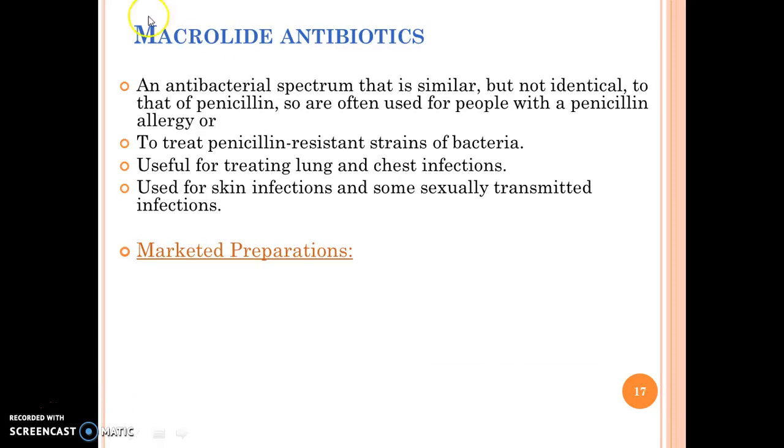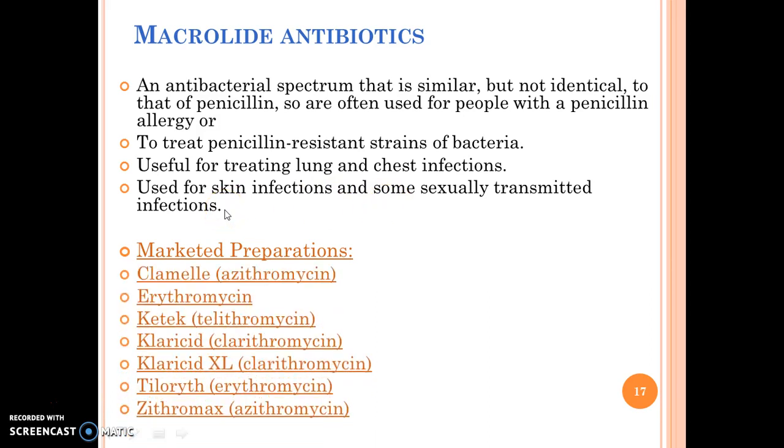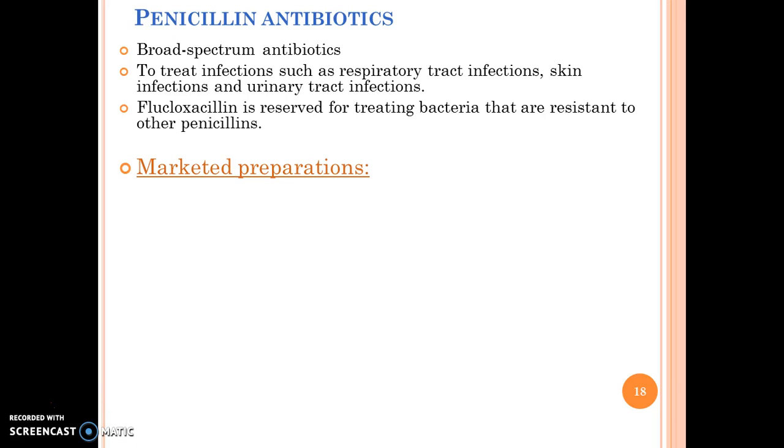Macrolide antibiotics have an antibacterial spectrum that is similar but not identical to that of penicillin, so they are often used for people with penicillin allergy. They treat penicillin resistant strains of bacteria, are useful for treating lung and chest infections, and are used for skin infections and some sexually transmitted infections. These are the marketed preparations of macrolide antibiotics.